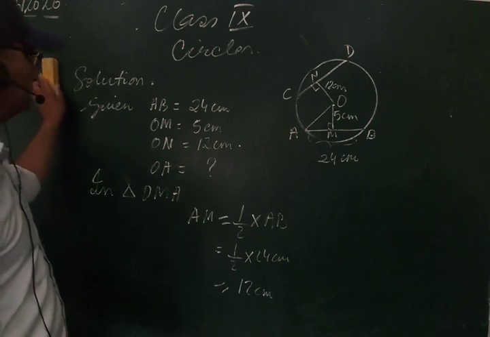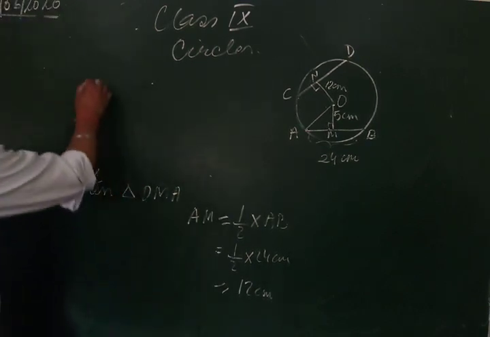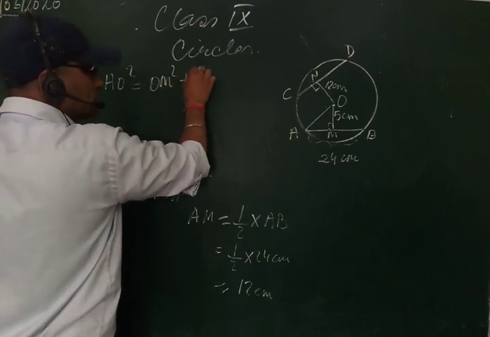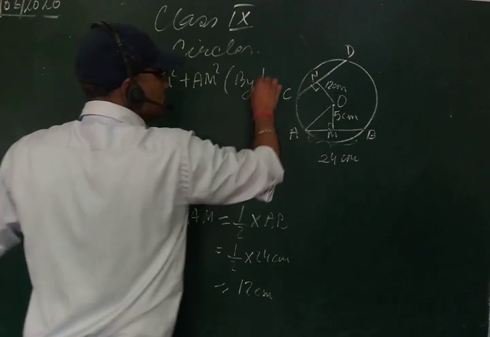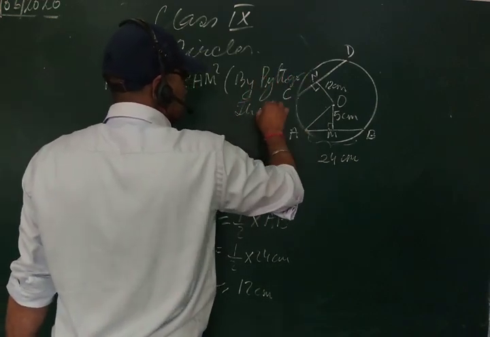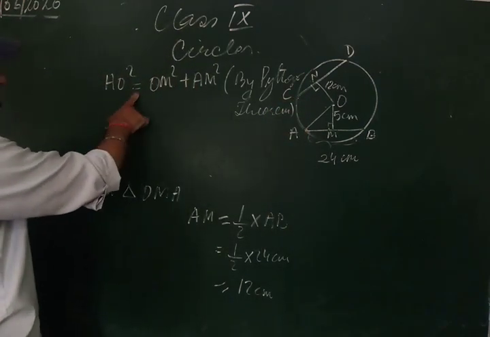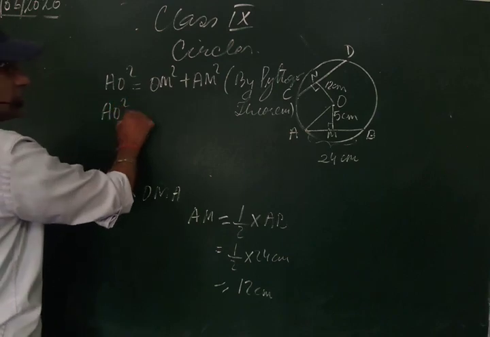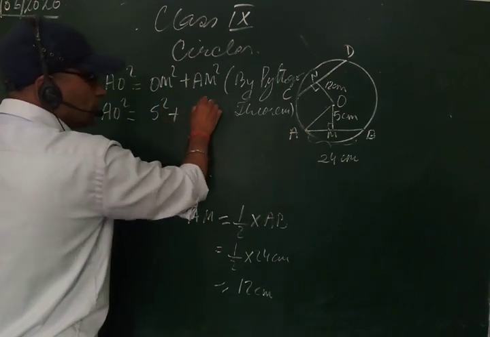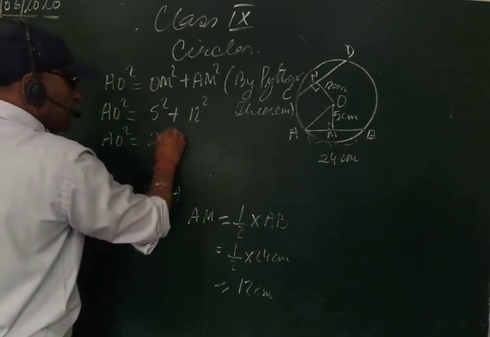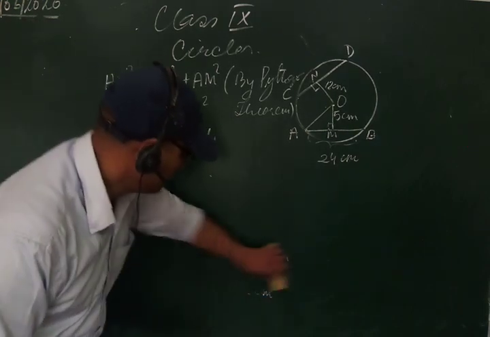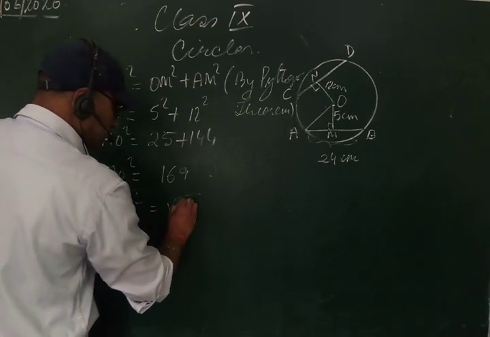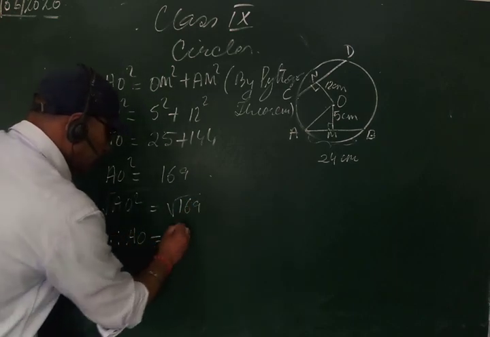Now, we can write AO square is equal to OM square plus AM square by Pythagoras' theorem. Hypotenuse square is equal to perpendicular square plus base square. So we don't know AO. AO square is equal to OM is 5 square plus AM we got just now, 12 square. AO square is equal to 25 plus 144. AO square is equal to 169. Taking the square root on both the sides, therefore AO is equal to 13 centimeters.